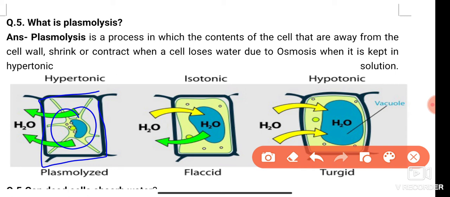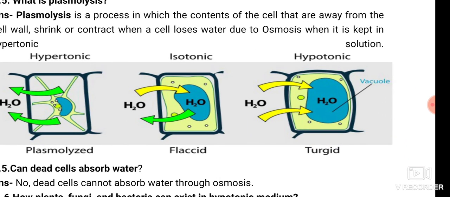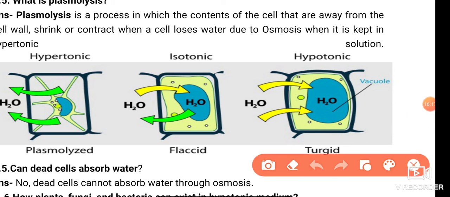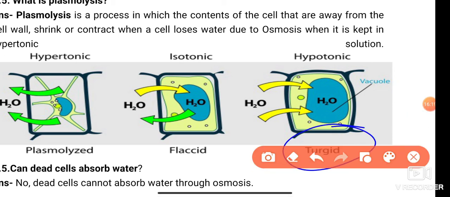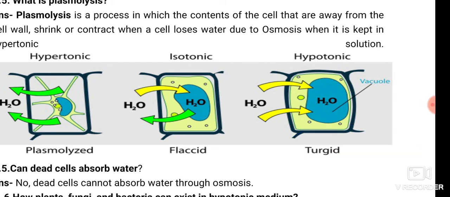Another one is isotonic. When we keep this cell in an isotonic medium, there is equal concentration and the cell shape does not change. That is called a flaccid cell. The third one is turgid. When it absorbs water but does not burst, and all spaces are completely filled with liquid, then it is called turgid. This happens when the cell is kept in a hypotonic solution.